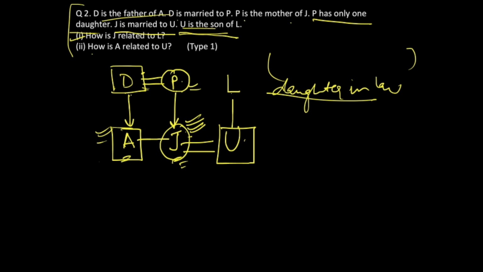Now the question is, how is A related to U? So since we know that D and P have only one daughter, J, so A is a boy, so it's a male. So it is asking how A is related to U. So since A is J's brother and J is married to U, so A has to be brother-in-law of U.